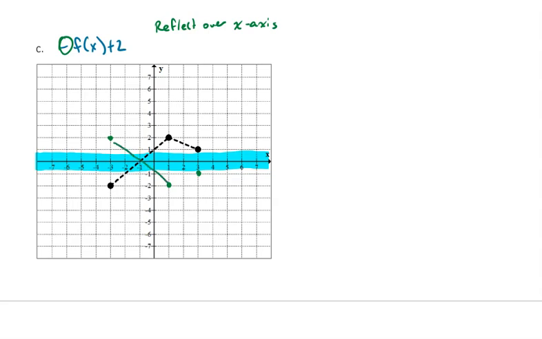So this, if we play connect the dots, is our new function so far. I say so far because we still have one more piece, the plus 2, which is going to bring it up 2. So from our new function, we're going to take every one of those points, move them up 2, and play connect the dots one last time. And that blue one is our final answer.